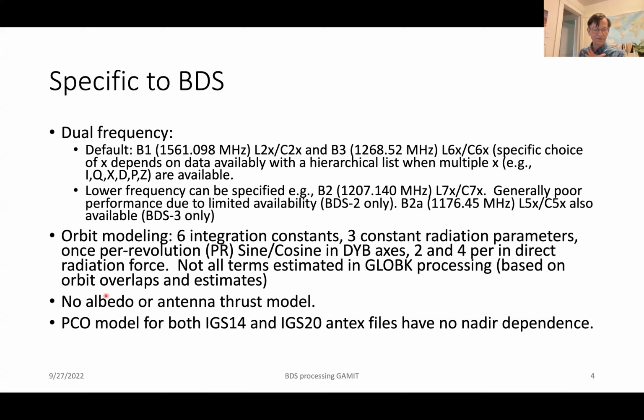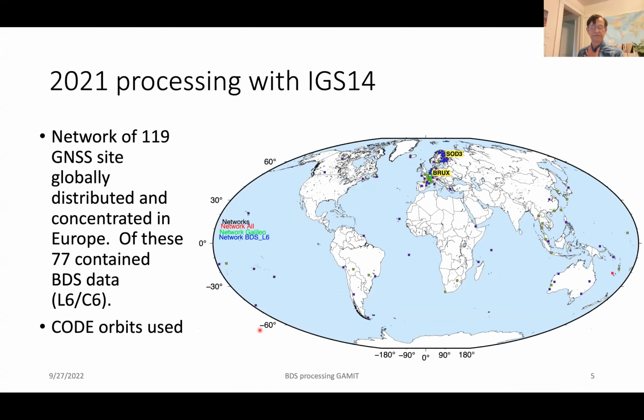Now for BDS at the moment, we have no albedo model and we have no antenna thrust model. And the other complication is in the phase center offset models in both IGS14 and IGS20 antex files, there is no nadir dependence on the phase center variations. And we certainly know from the GPS days when there was no nadir dependence in the models that when that was implemented, there were typically 10 centimeter changes in ground station coordinates. So later on in this meeting, we will actually see, I believe, a phase center model for the Beidou satellites, which we're looking forward to being able to implement in our processing.